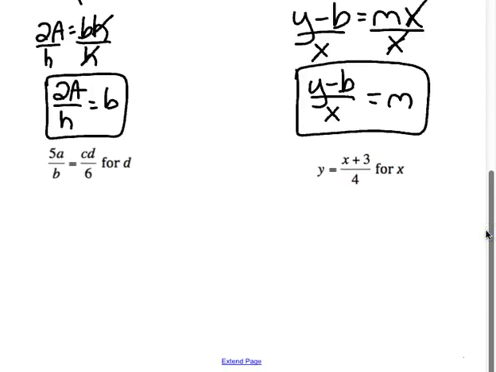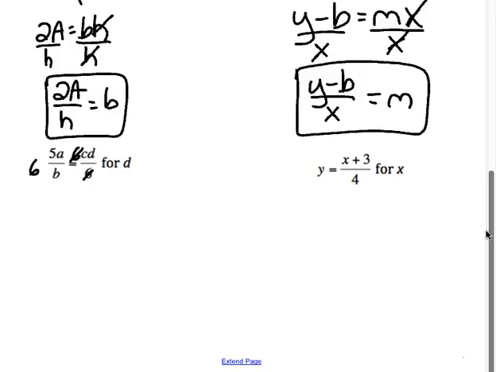In our next one, we're being asked to solve for d, to get the d by itself. So I see two things happening to the d. Right now, it's being multiplied by c, and it's being divided by 6. So the first thing I'm going to do is multiply both sides by 6 to cancel off that division. I like to alleviate the fraction first.